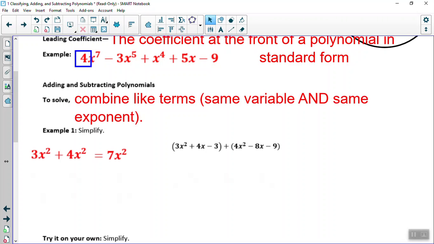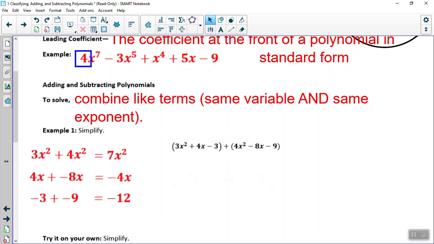All right, then we've got a 4x, which will combine together with that negative 8x. So 4x plus a negative 8x. And you know how I feel about those double signs. Remember, that's just another way of saying 4 minus 8. So 4x minus 8x will give us a negative 4x. Then we have our constant terms, the negative 3 and the negative 9. So now I can combine those together. My negative 3 plus my negative 9. And that's going to end up giving me a negative 12.